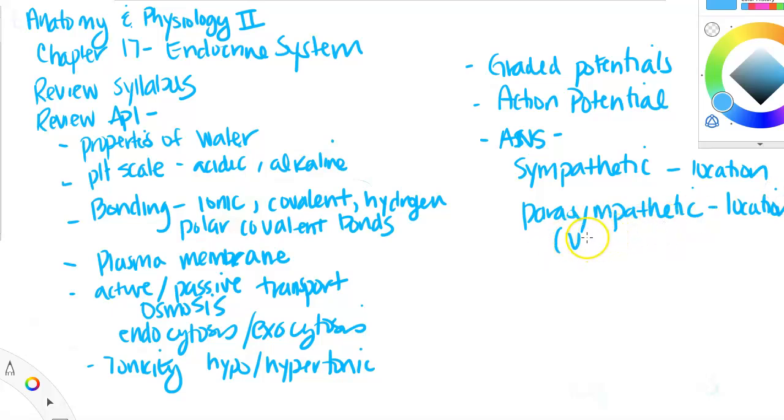Vagus is going to be the main nerve involved in the parasympathetics. Remember, sympathetics, you're going to have the sympathetic chain. Don't kind of go over that. Obviously sympathetics fight or flight. Parasympathetic is rest and digest. So just know the difference and what kind of things occur with each system.